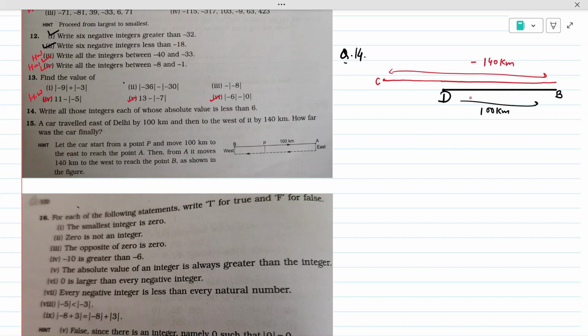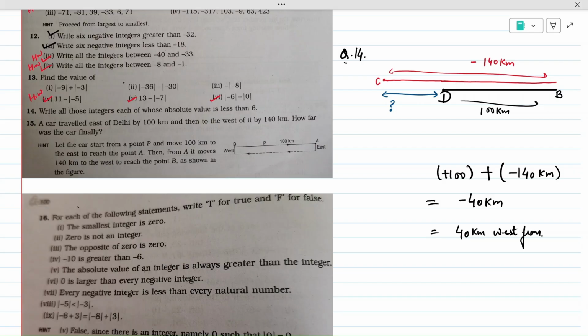Right? What we have to find? We have to find how far was the car finally. We have to find this distance. Okay, what is this distance? So from the starting point, the first movement was 100 kilometers, plus 100, and then added to it is the movement in the opposite direction, that is minus 140 kilometers. So what will be the answer? It will be minus 40 kilometers, or you can say it is 40 kilometers west from the starting point.